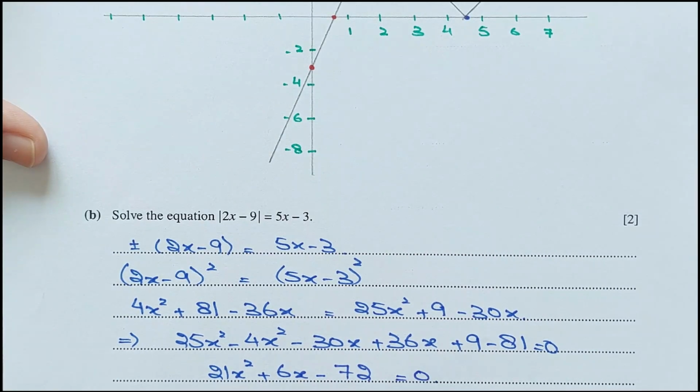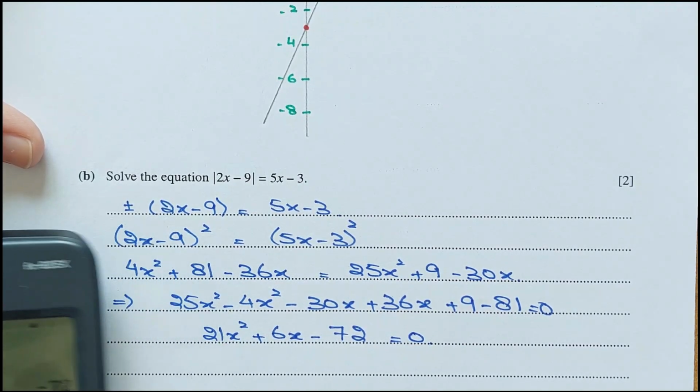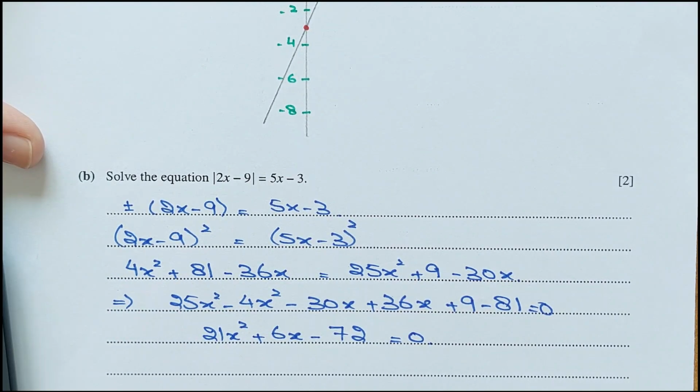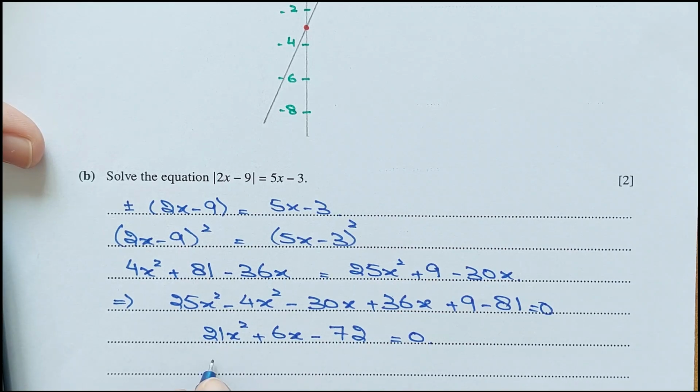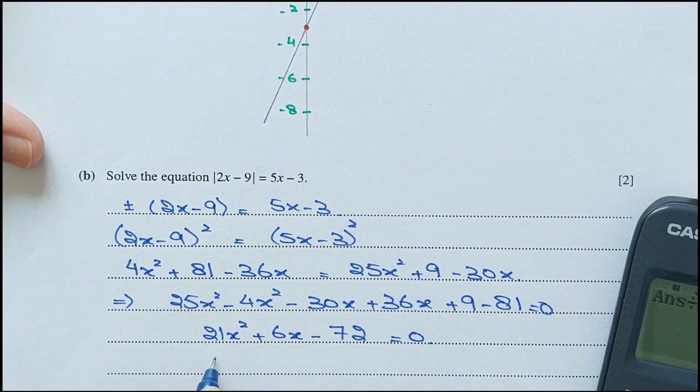This would be equal to 0, right? So we can divide it by 3 times table. Yes, 3 times 7 is 21, 3 times 2 is 6, and 7x² + 2x − 24 = 0.